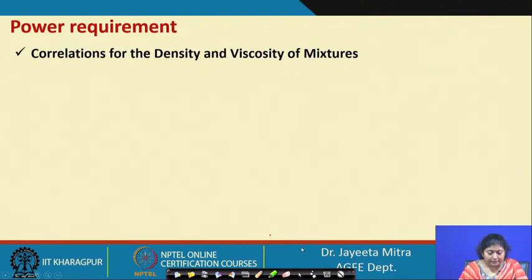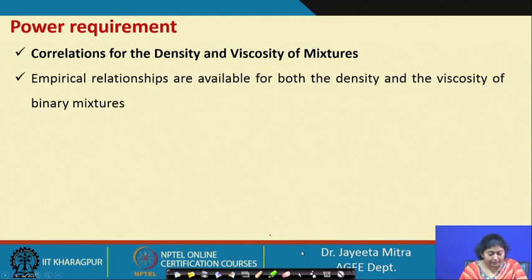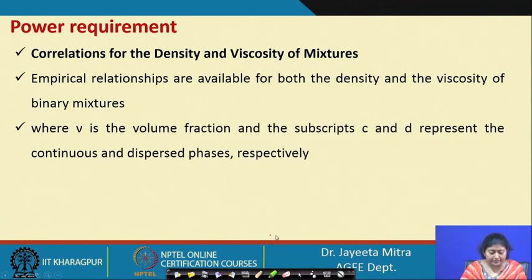Now, correlation for density and viscosity of mixture. Empirical relationships are available for both the density and the viscosity of binary mixture. So, what are these correlations? These correlations are available for both density and viscosity of the binary mixture. Now we have seen how the viscosity changes for Newtonian and non-Newtonian fluids. Now, for the mixture, how this density and viscosity can evolve, that we will see now.